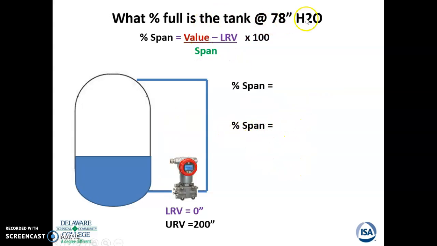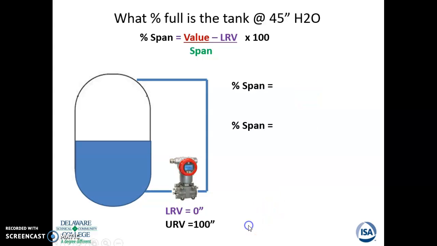How much is it full at 78 inches of water? Again, what is the percent of span? The value is 78. 78 minus 0, and this again is 200. So the span is 200 minus 0 is 200. 78, the current value, 78 minus 0 divided by 200, which is the span, times 100 gives you 39%. So if you look at the span, it goes 0 to 200. So you would know what 100 should be 50% full, right? If it's lower than 100, which 78 is, you would expect this number to be lower than 50%, which it is. So you should check your math and make sure that it makes sense.